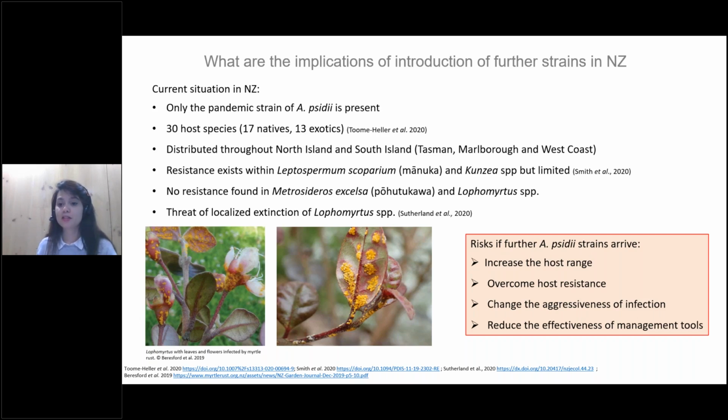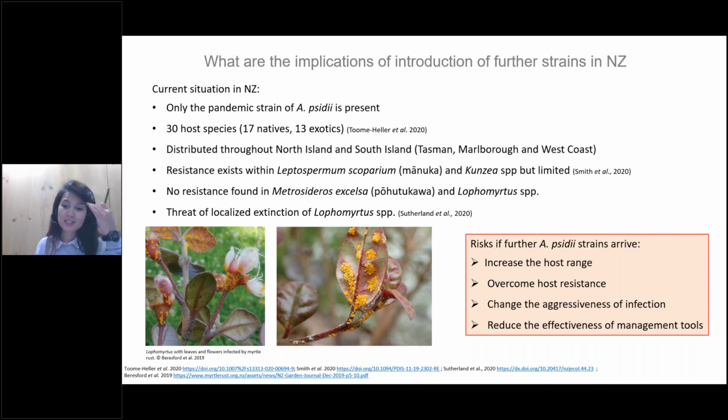Despite many species being susceptible, artificial inoculation studies with the pandemic strain have demonstrated that some species express some level of resistance to the pandemic strain, such as the mānuka species and a couple of Kunzea species. On the other hand, the same artificial inoculation study showed no resistance for species like Metrosideros excelsa and Lophomyrtus species.